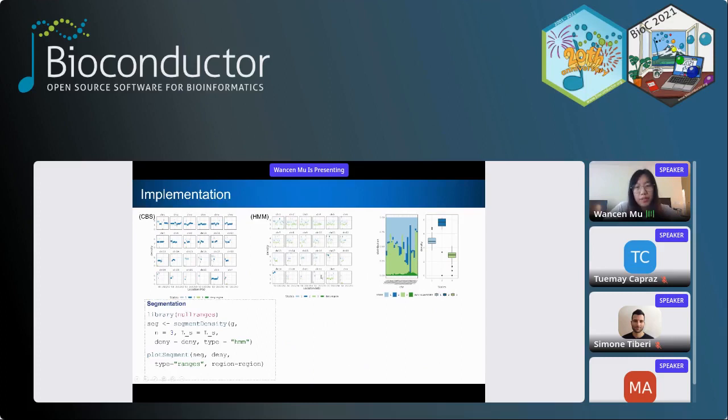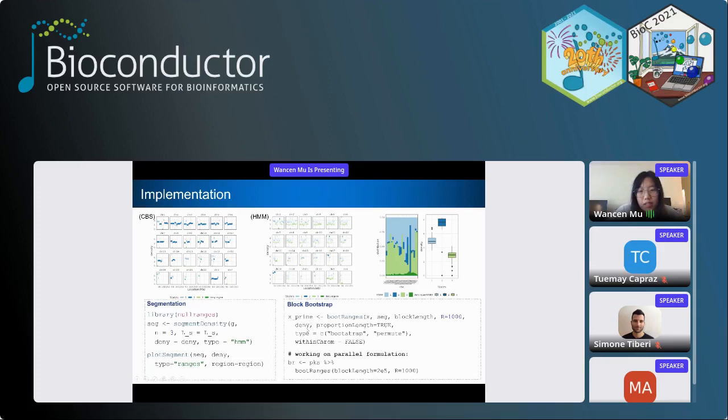For running the block bootstrap, we have the boot ranges function, given x as the feature set. And this seg argument can be user defined using their own segmentation method or the result from our segment density. Also, we have the option to give the deny ranges, that is, the ranges that users want to be excluded, like the centromere regions. Also, we can run within or across the chromosome. Right now, we are working with Stuart, the author of plyranges, so that hopefully users can easily run this within a parallel pipeline.